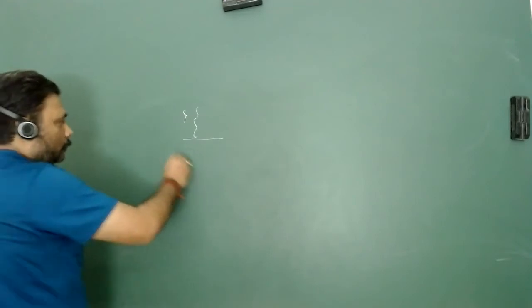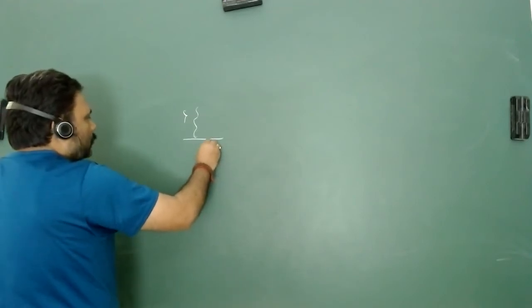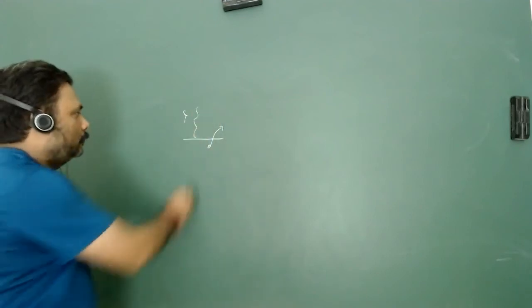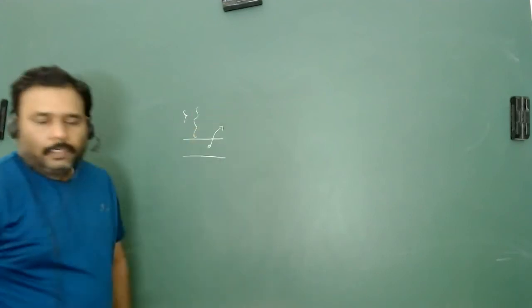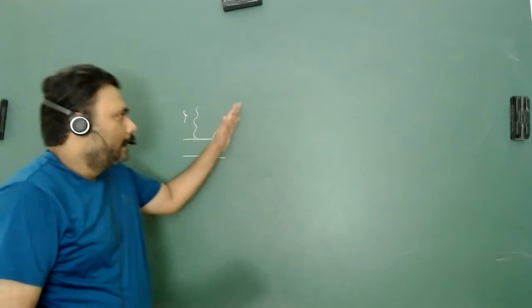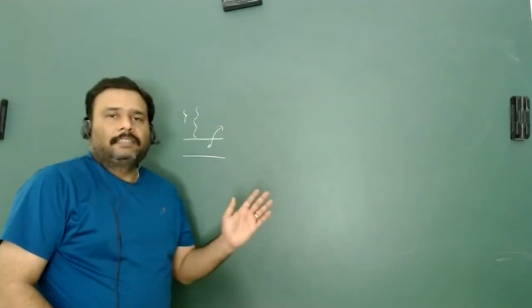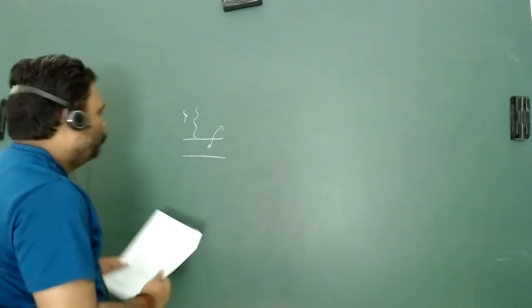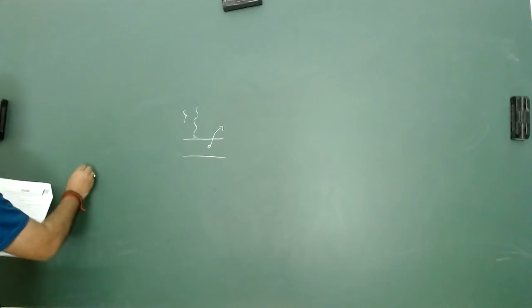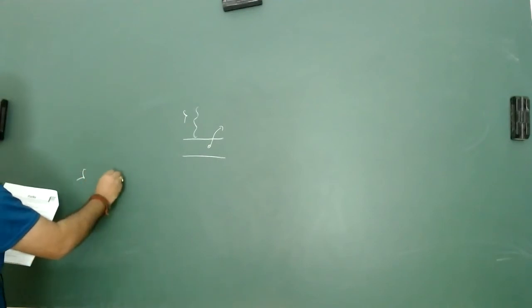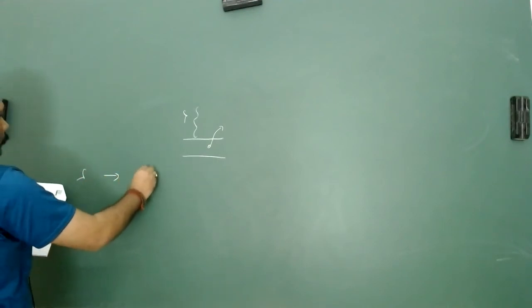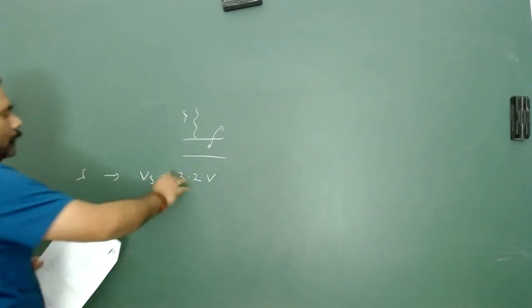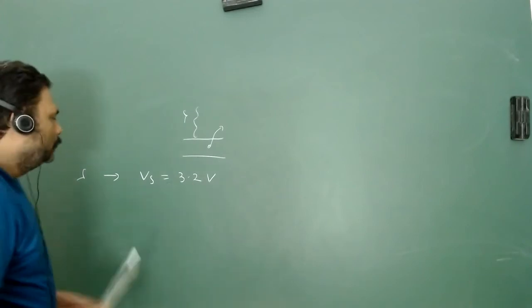In this problem, a stopping potential is given, which means that the electron which comes outside from this metal, suppose this is the metal, has kinetic energy, and this maximum kinetic energy can be stopped by the potential. For the wavelength lambda, the stopping potential Vs is given as 3.2 volt. Obviously, it will be negative, but we have to take the magnitude.